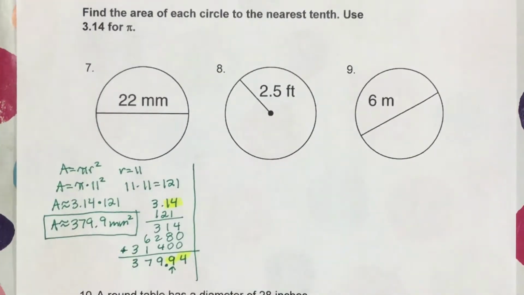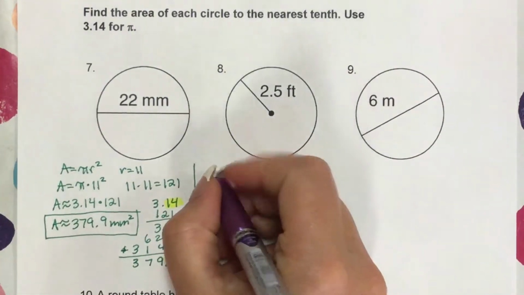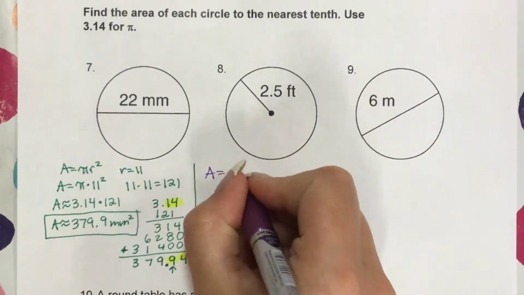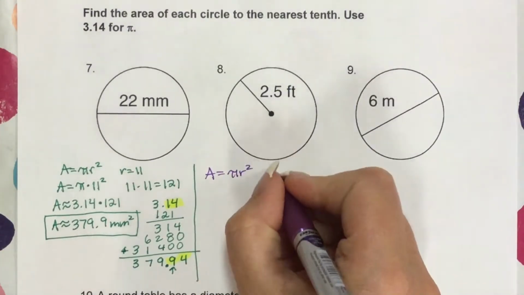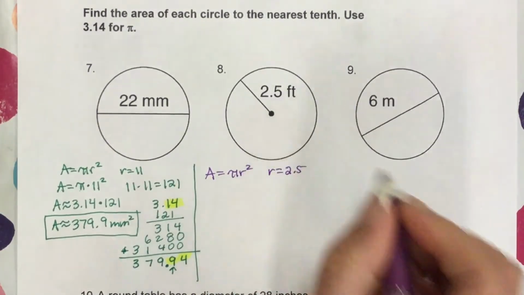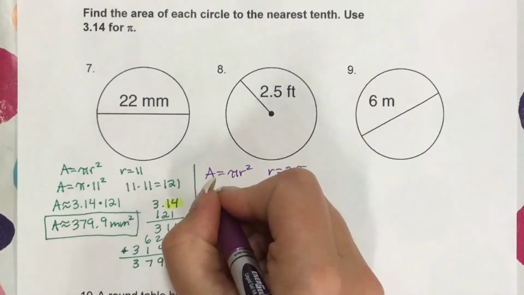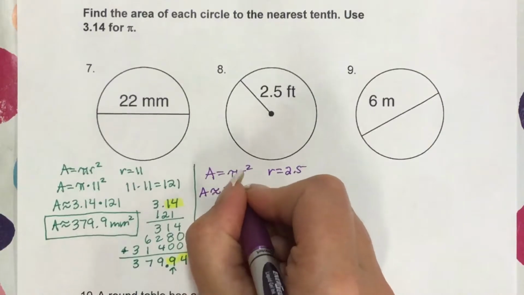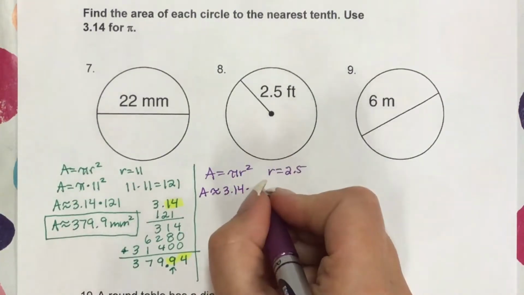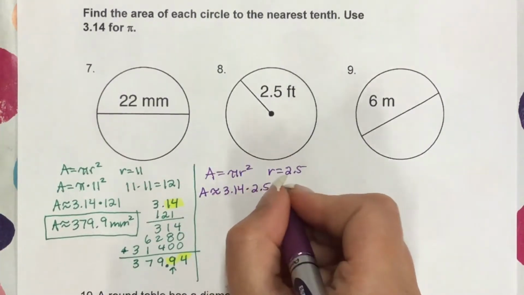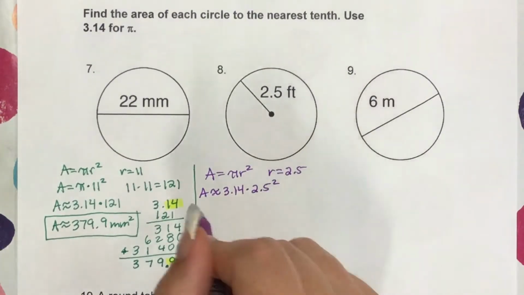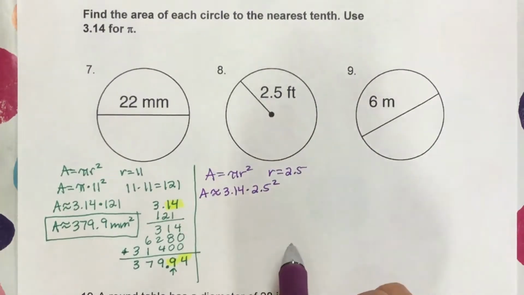Problem 8, we are finding the area, so we're going to go ahead and write our problem down. Area equals pi r squared. The radius is equal to 2.5. Let's go ahead and plug in our information. Area is approximately 3.14 times 2.5 squared. Now, order of operations states that we have to do the exponents first.